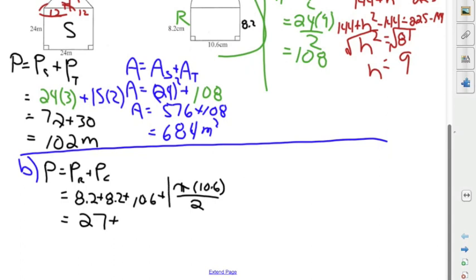So who's got this part for me? Pi times 10.6 is 16.6. But are we going to the nearest 10?